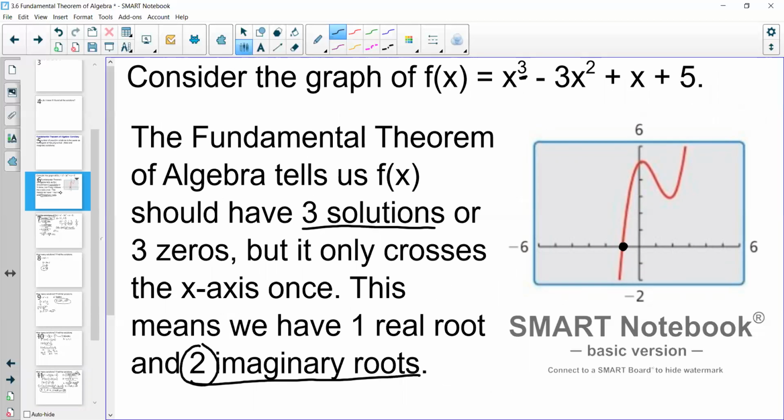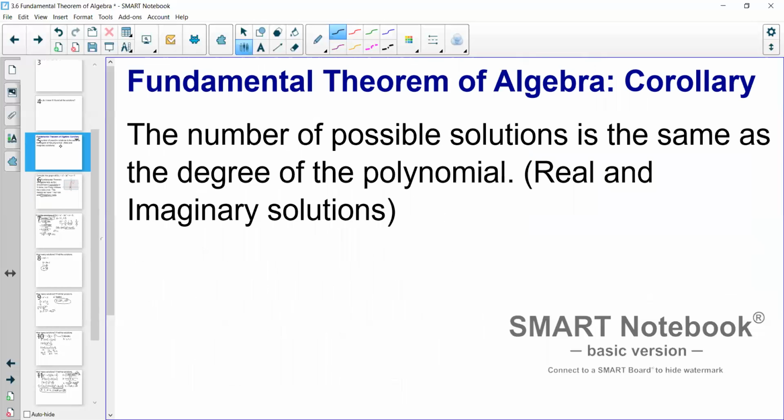If you have any questions, feel free to reach out. But that is how you can use the fundamental theorem of algebra to help us find all of the possible solutions.